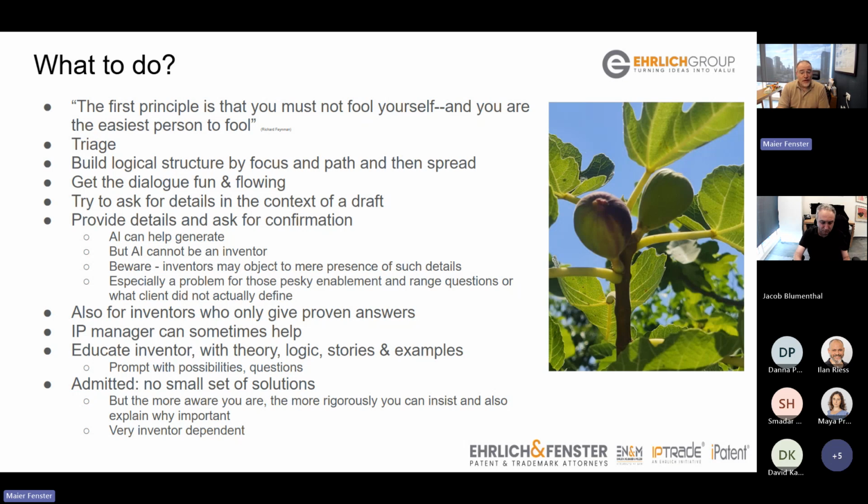AI can do it. But of course, some inventors object to the presence of details, especially the ones they didn't want to give you, like a range of numbers that might work. This is especially a problem for inventors who only give you data that's been proven to work. IP Manager, of course, is super helpful here. Educating the inventor with what is important and why, and stories of what worked and what didn't work can also help getting this process flowing. And like I said before, I don't have any solution. It's not that here's 4 tools, use them, you're going to win.